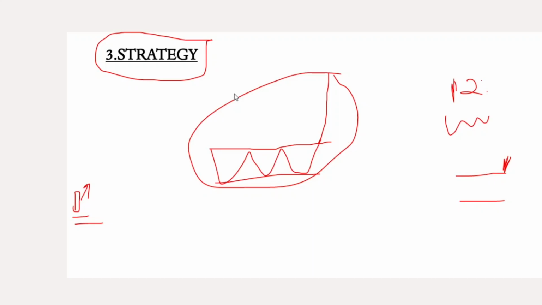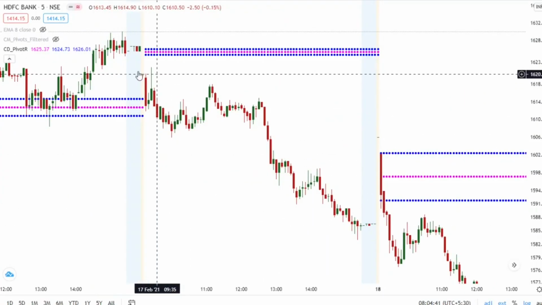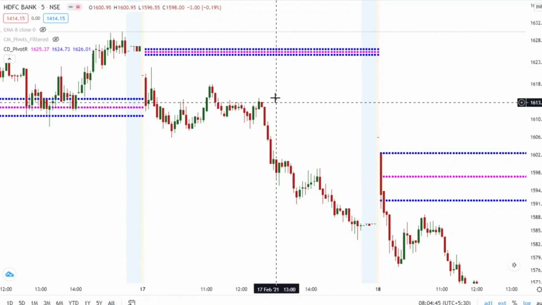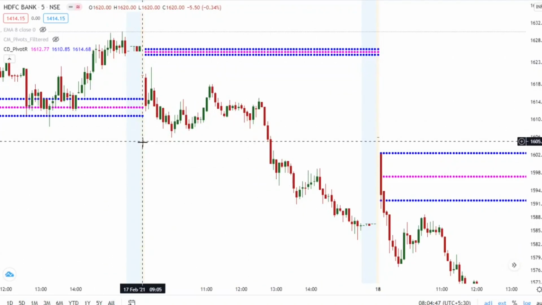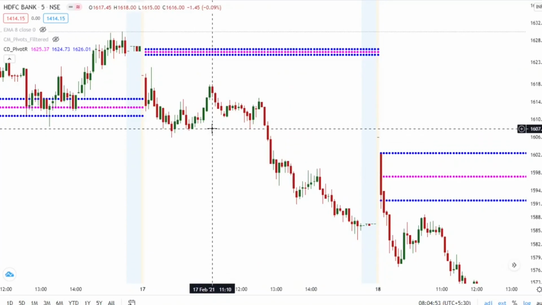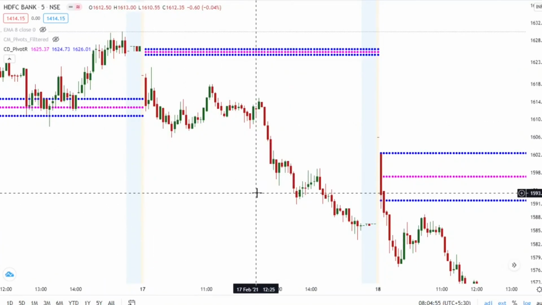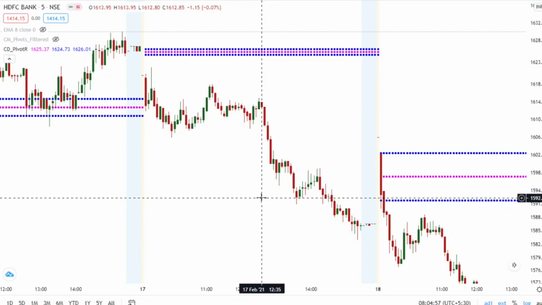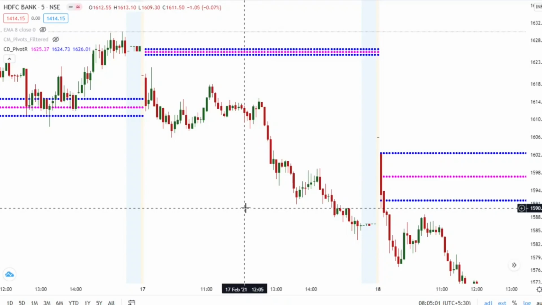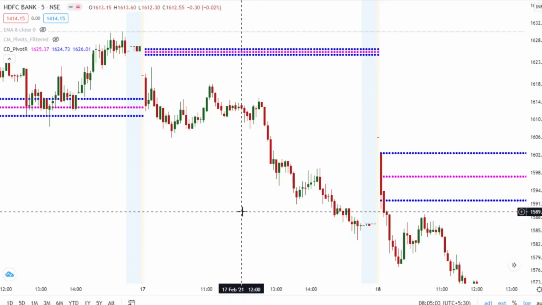Let's see that in our chart. Guys, this is a chart of HDFC and this is a chart of 17th February 2021. Here you can see a typical breakout strategy, the breakout strategy that I had explained in my previous video. According to that, the first condition is you should enter the market after 12 o'clock. Where is the 12 o'clock candle? Here is the 12 o'clock candle.